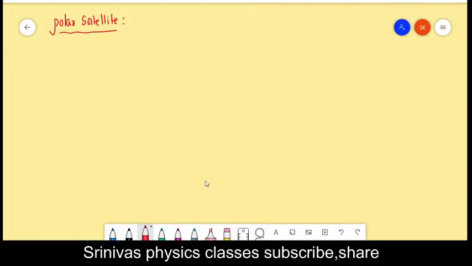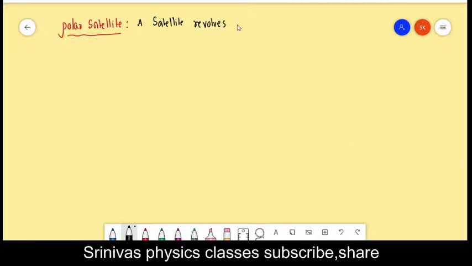Right, the polar satellite. You write in the chat box. A satellite that revolves in a polar orbit is called a polar satellite.